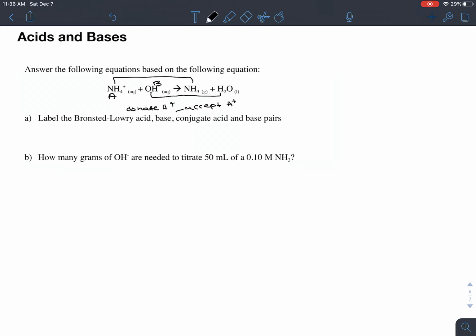Since ammonium ion went to NH3, that is my conjugate base. It took away the hydrogen, it gave it away, and water is my conjugate acid.